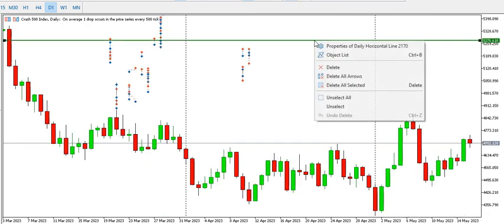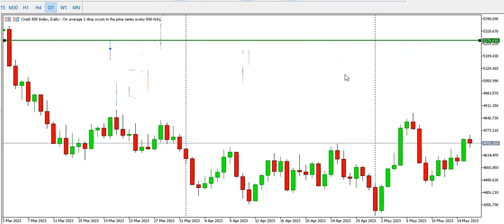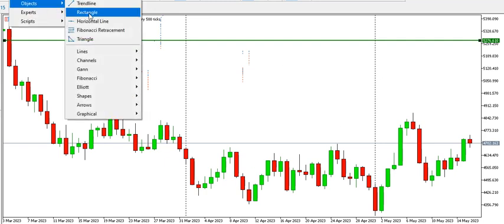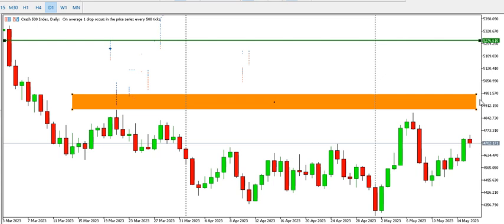Crash 500 index on the daily time frame. It's been ranging for a couple of months now. It's been ranging. This is the range top. We have the range top around here.